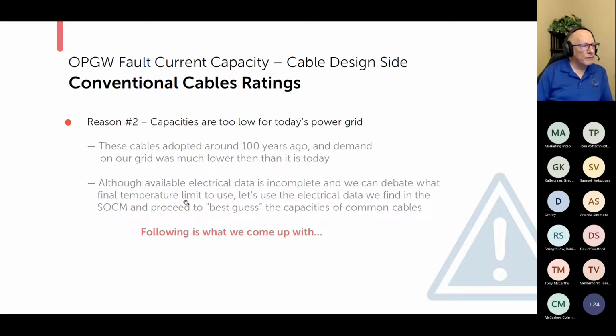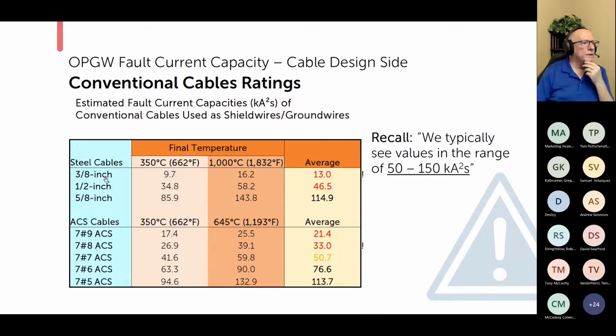But nevertheless, let's do what I just said. Let's use what data we can find and rough it out. And here's what we'll find. So steel cables, 3/8 inch, I've made some assumptions about the AC resistance. If we allow the final temperature to go up to 350 degrees C, 662 degrees F, we would get a fault current capacity of 9.7.